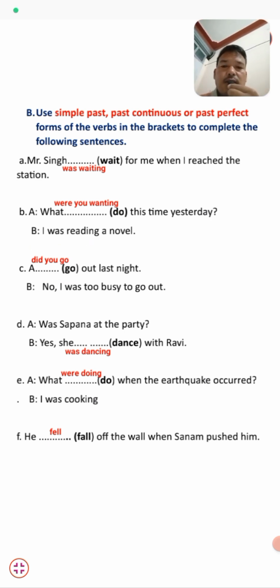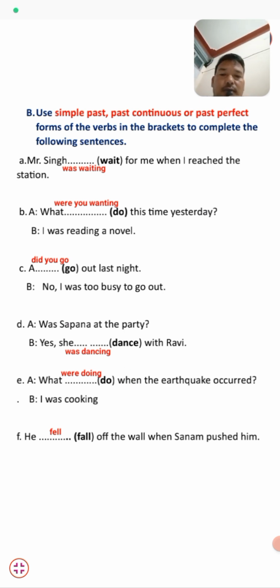C number, go is the verb. Did you go out last night? No, I was too busy to go out. It means we talked about last night, then we use simple past. D number again: was Sapna at the party? Yes, she was dancing with Robbie.